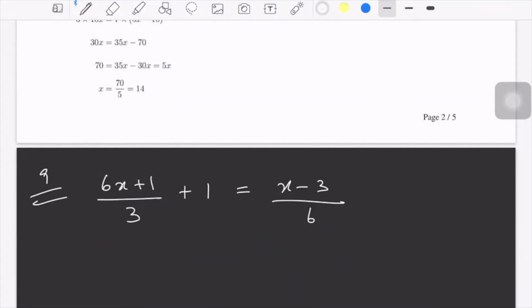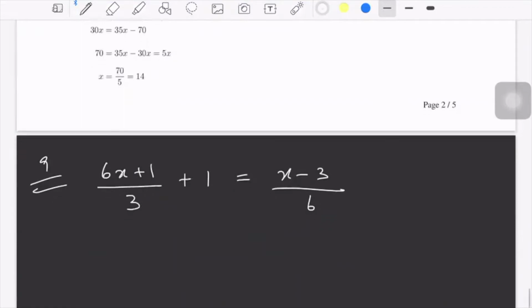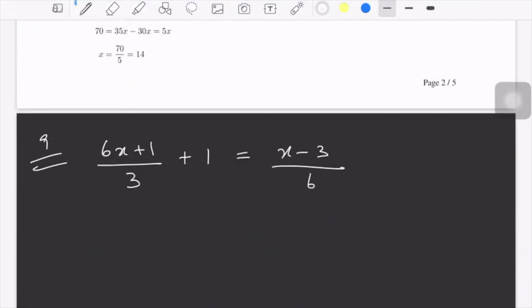Again, you don't want to deal with fractions. There are two ways to approach this question. There are, in fact, three ways. You can deal with fractions. How? If you want to deal with fractions, how will you do it? This is basically 6x by 3 plus 1 by 3 plus 1 is equal to x by 6 minus 3 by 6. Now you have to deal with all the fractions. Simplify, you get the answer. That is one way to do it. You understand this idea, right?